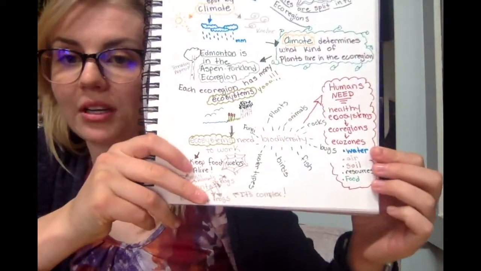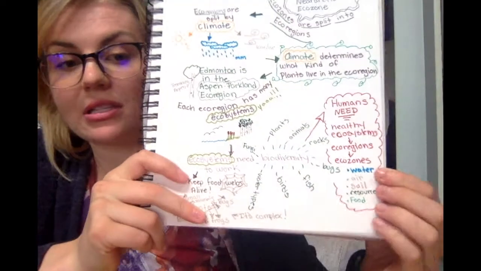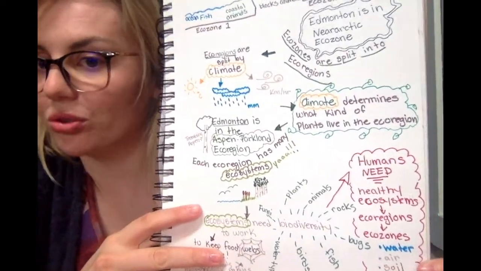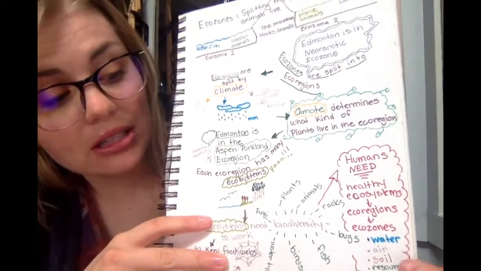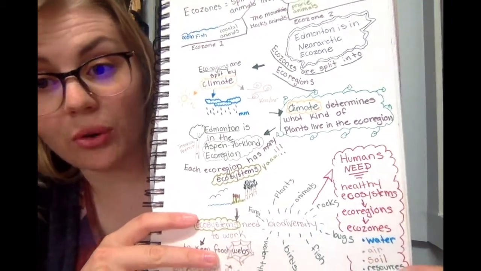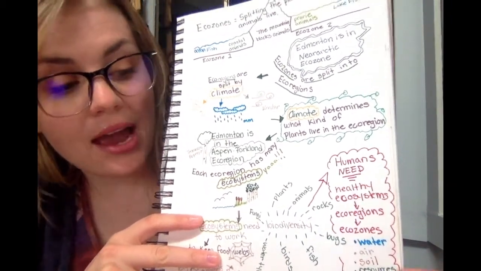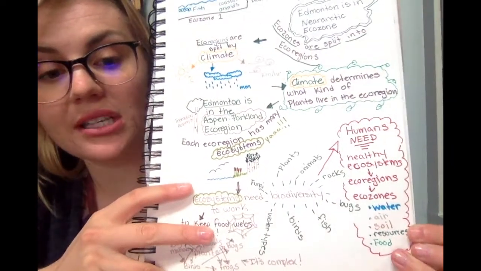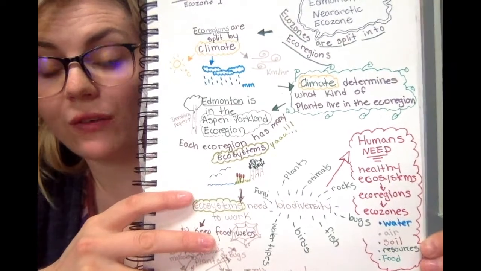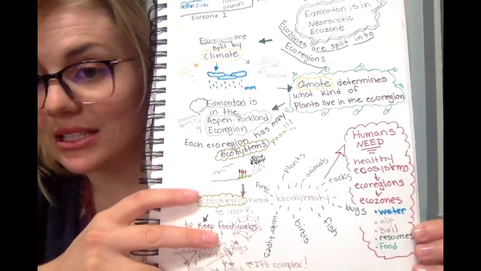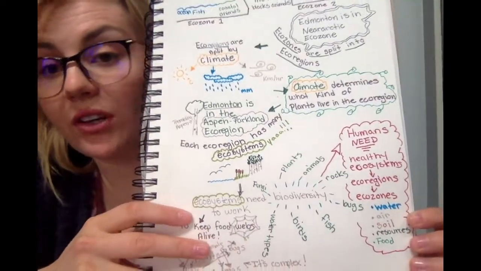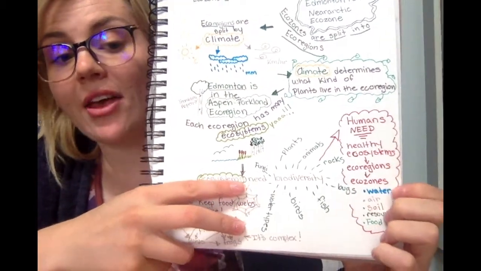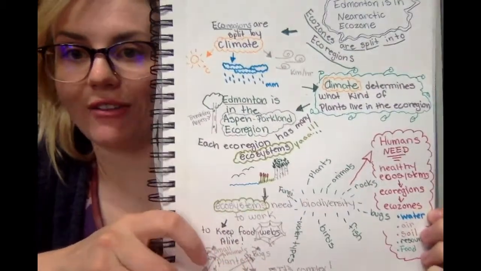We need clean water, which is impacted by our ecosystems. We need clean air, which is impacted by how many trees or how many plants survive in our ecosystem. We need good soil to be able to grow food, and also soil so that the trees can grow so we can harvest them for resources. And also a lot of people get food out of the forests and even medicines out of the forest. So it's very important that we have healthy ecosystems full of biodiversity so that humans can survive on this planet too.